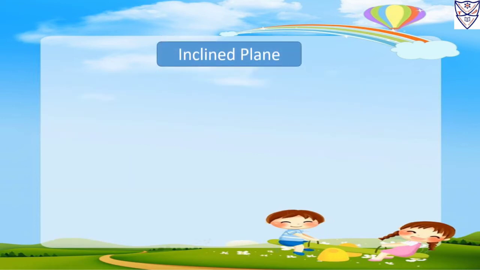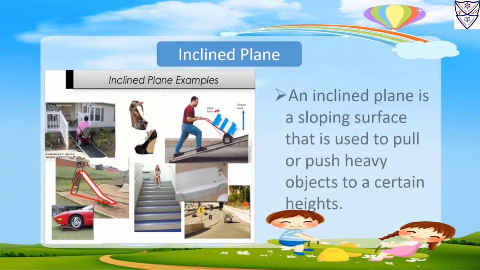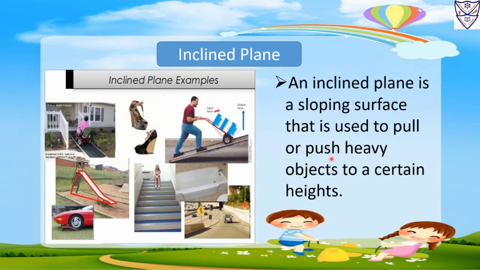Inclined plane. An inclined plane is a sloping surface that is used to pull or push heavy objects to a certain height. A simple smooth board placed at an angle can be used as an inclined plane. We must have seen heavy cartons loaded on a truck by pushing them up an inclined plane. Screws and wedges are two types of inclined planes.